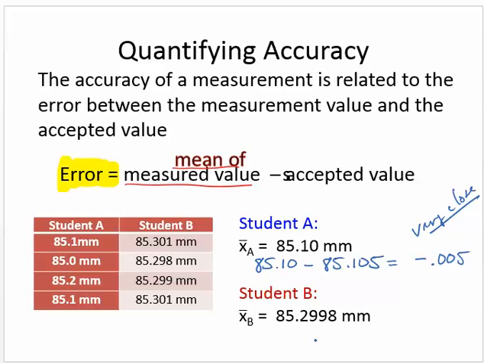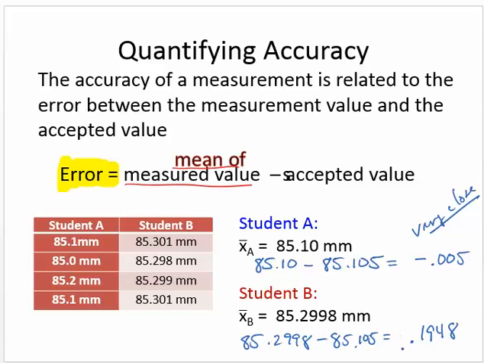To do student B's error, we take the mean or the average of their measured values. So we take these, add them up, divide by 4, and we get this average, minus the accepted value. And we find out that they're off by 0.1948. So they're not as close, which means they're not as accurate.